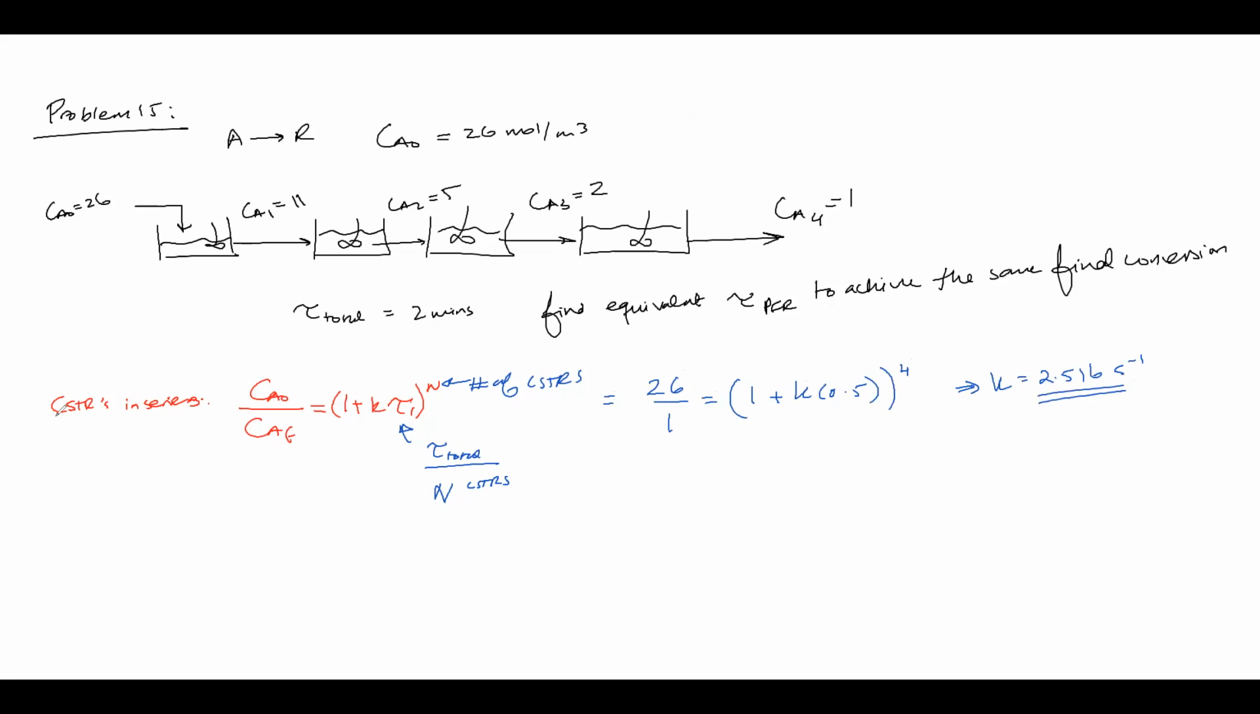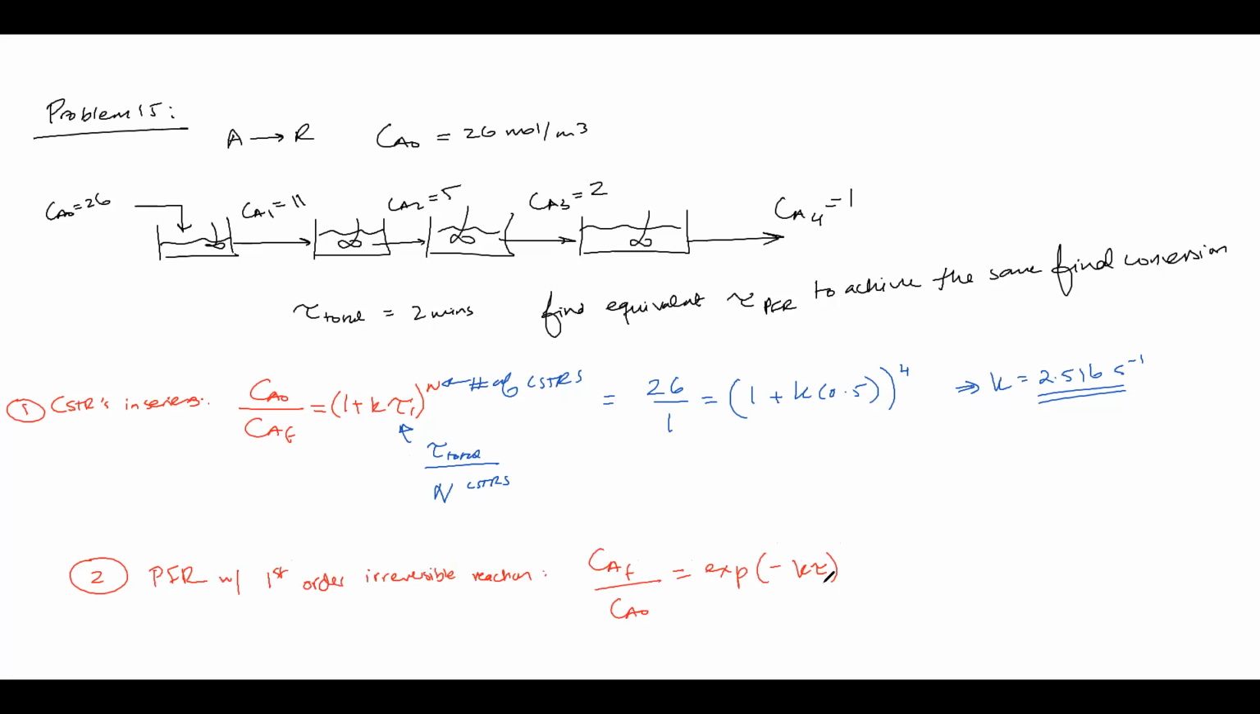The first step, you use this equation for CSTRs in series. The second step is you're going to use the equivalent equation for a PFR, right? So the equivalent equation for a PFR with a first order irreversible reaction, the performance equation is CAF over Ca naught equals exponential of minus K tau.